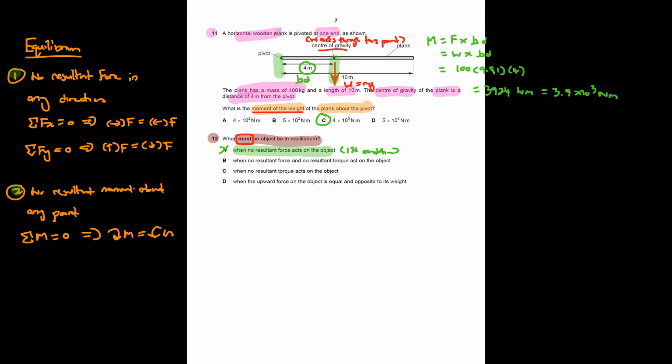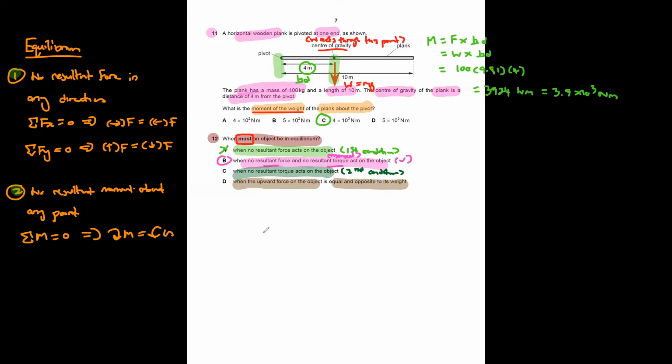So if you look at B, when no resultant force and no resultant torque acts on the object, this one should be the correct one, because they say no resultant force, no resultant torque. Torque can be changed to moment, they're interchangeable. Okay, so B is the correct answer here. If you look at the next answer choice, no resultant torque acts on the object, this is just the second condition only, not the full condition. And for answer choice D, when the upward force on the object is equal and opposite to the weight, this one is actually not necessarily true.